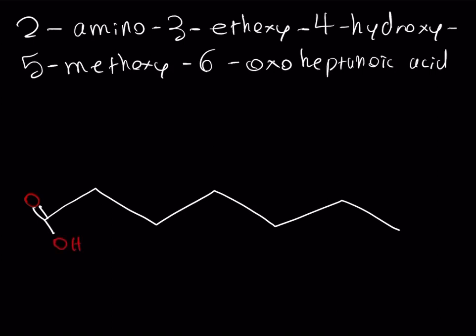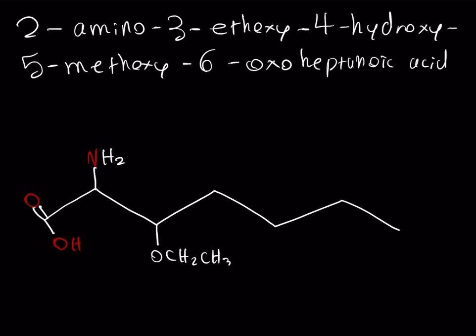So that's carbon number 1. The carboxylic acid is always going to be on number 1. On number 2, we have an amino. What does an amino mean? That just means NH2. So whenever you see an amino, it means NH2. Now, what exactly is ethoxy? Ethoxy is going to be O, CH2, CH3. You could also write it like this, but usually you'll see it as OCH2CH3.